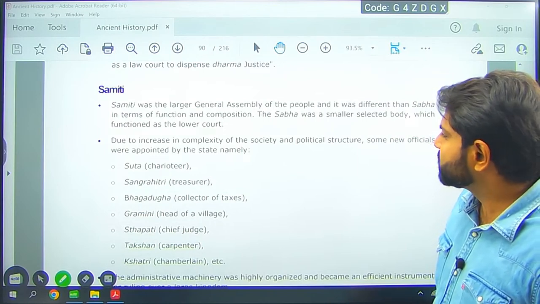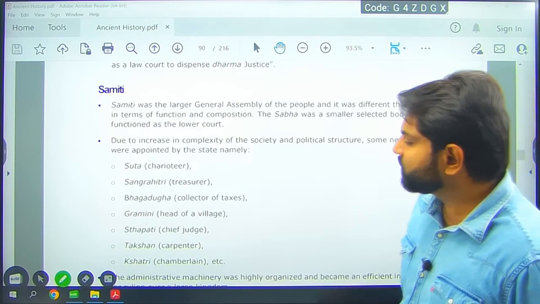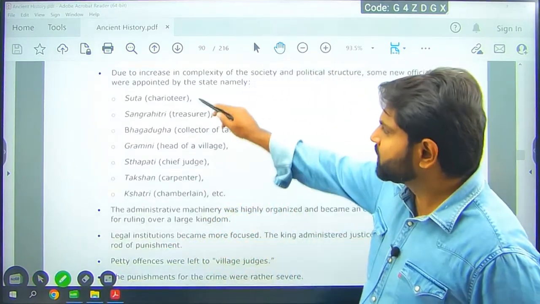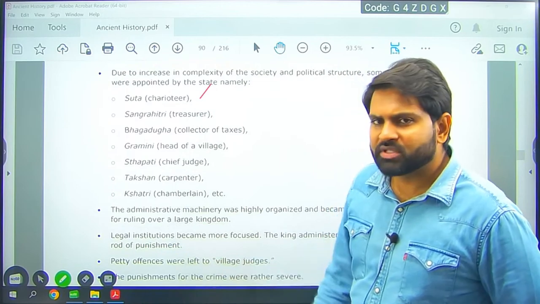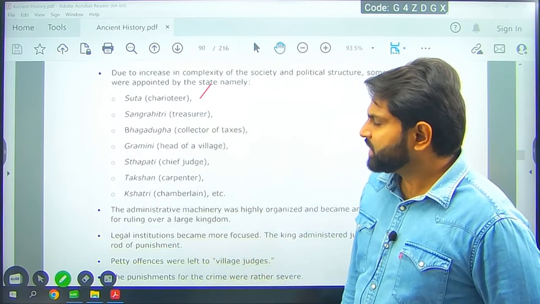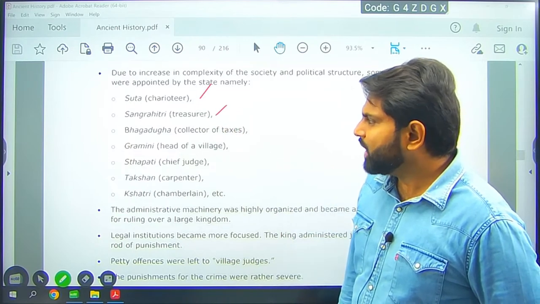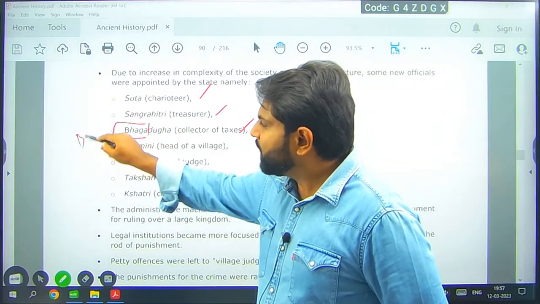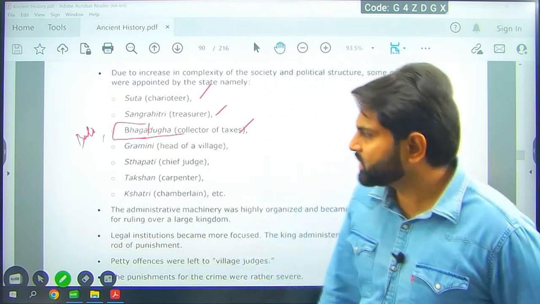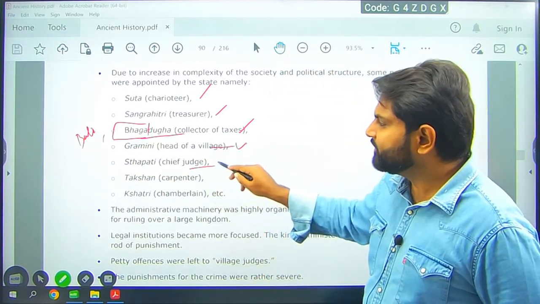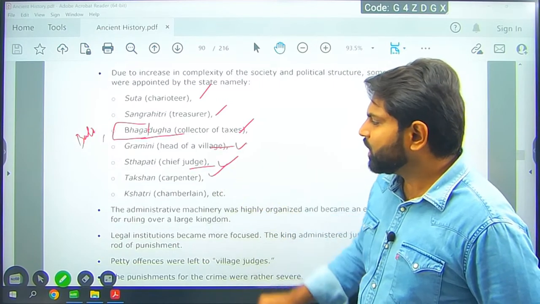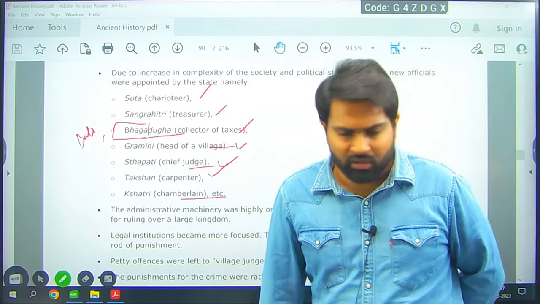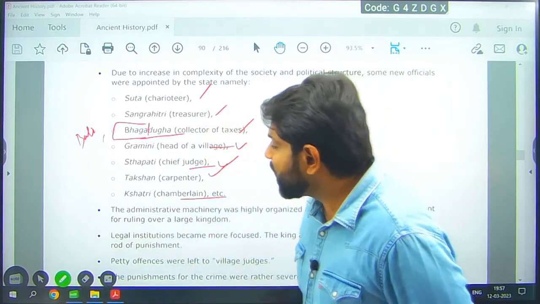Due to the increase in complexity of society and political structure, some new officials were also appointed in the later Vedic period. For example, Suta, charioteer. You must have heard of Suta Putra Karna, the charioteer's son. Sangrahitri, treasurer. Bhagadugha, collector of taxes, as I said, Bali and Bhaga. Gramini, head of villages. Sthapati, chief judge. Takshan, carpenter. Kshatri, chamberlain, etc. More new officials came into the picture, more royal servants.